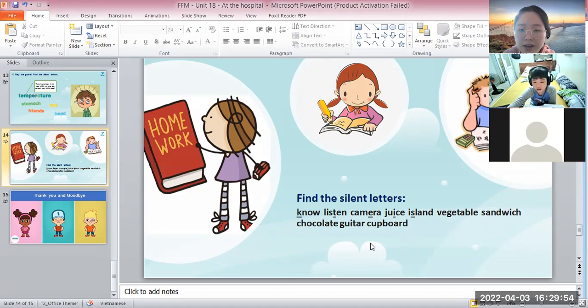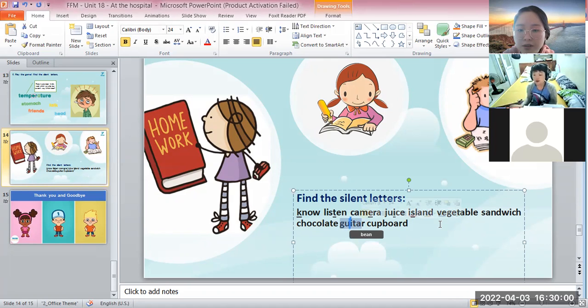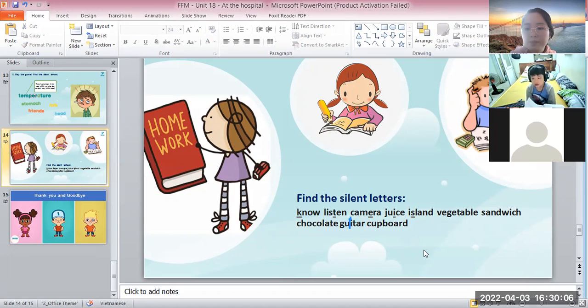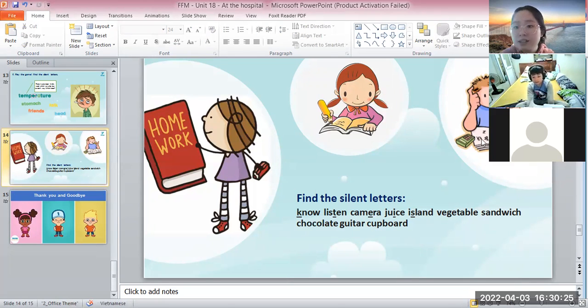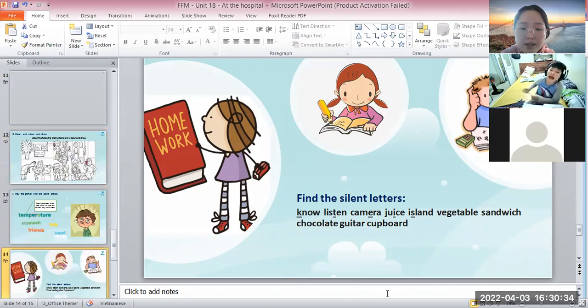Chocolate. Yeah. Guitar. What about guitar? Which one is silent? I, because we pronounce it guitar. Okay, what about cupboard? Which one is silent? The P sound. Cupboard. Cup. The P sound is silent. Okay, like that. So that's it for the homework on Friday.